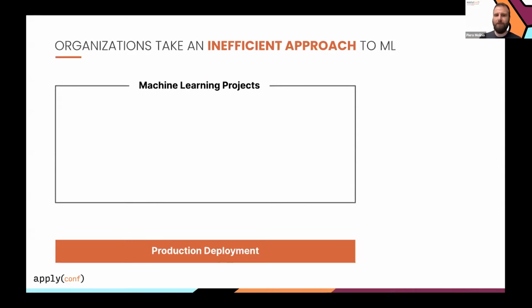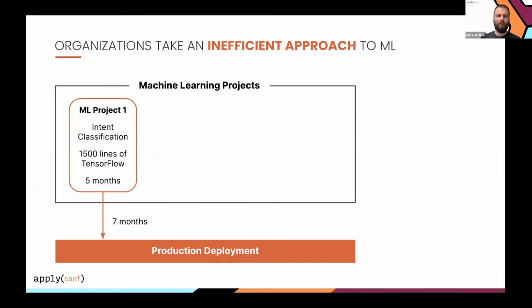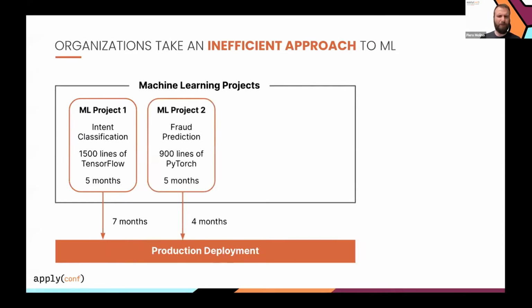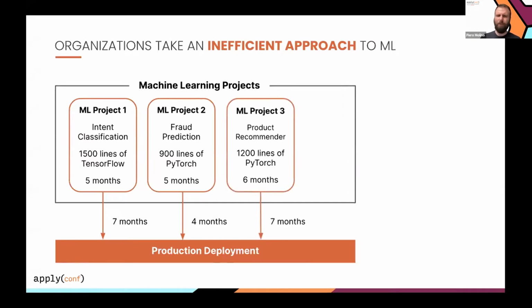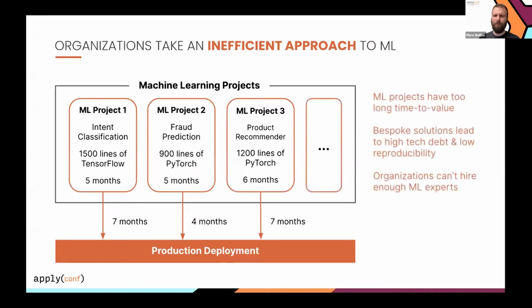And this is my personal experience when I was working at Uber specifically, where I was working on a number of machine learning projects. The first one was an intent classification system that contained many lines of TensorFlow code, took 5 months to develop and 7 months to deploy. And then I worked on a fraud prediction problem with 900 lines of PyTorch code, 5 months to develop and 4 to deploy. And then there was a product recommender system and a few more. And the observation from this process is that machine learning projects basically have too long time to value. Each of these projects took basically a year to deploy.